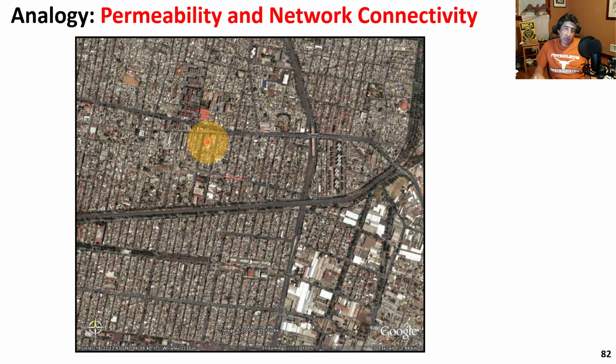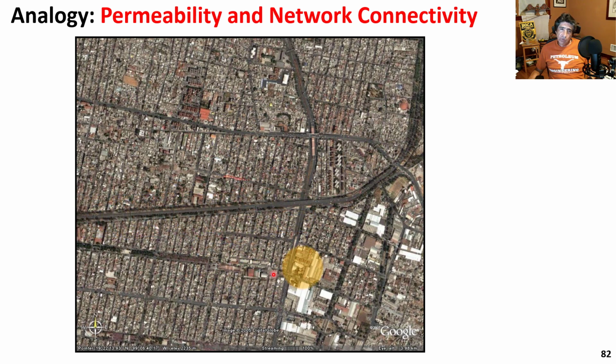And here's an example drawn from an analogy with traffic flow. This is a Google Maps picture somewhere in Mexico City. What I want to point out is that you have some arteries and avenues that are very large, like this one, or maybe like this one, or maybe like this one. So if you apply a pressure gradient, the interstitial velocity will be very high along these conduits.